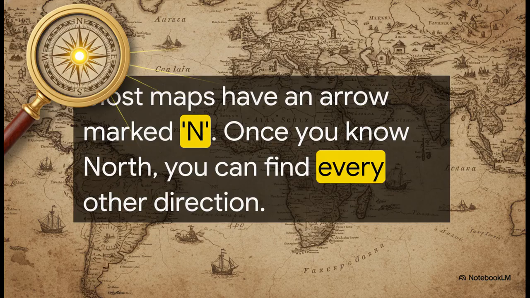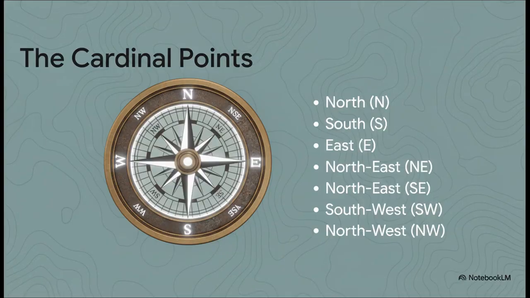Pretty much every map will have a little arrow somewhere, usually with the letter N on it. That is your anchor, your compass. Once you know where north is, figuring out everything else is a piece of cake. So from north, you can easily find the other 3 main directions, what we call the cardinal points: south, east, and west. And if you want to get even more specific, you can use the directions in between, like northeast or southwest. This is how we can pinpoint exactly where things are in relation to each other.